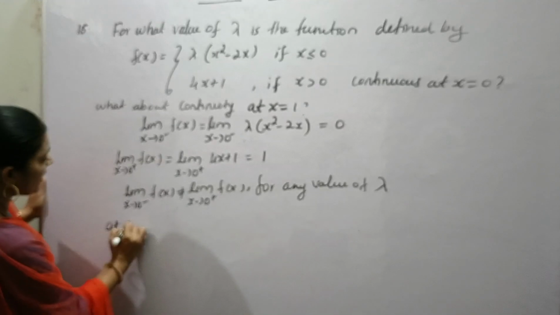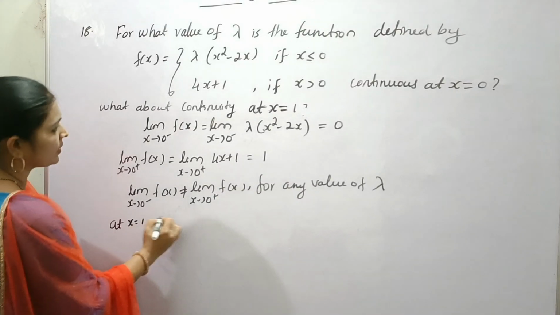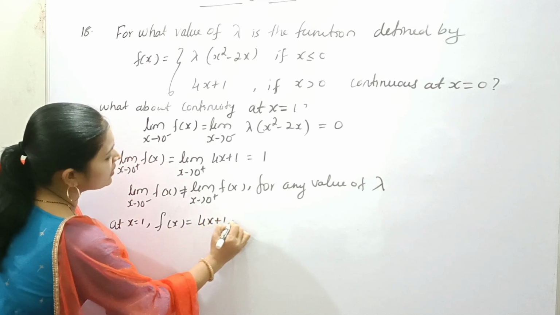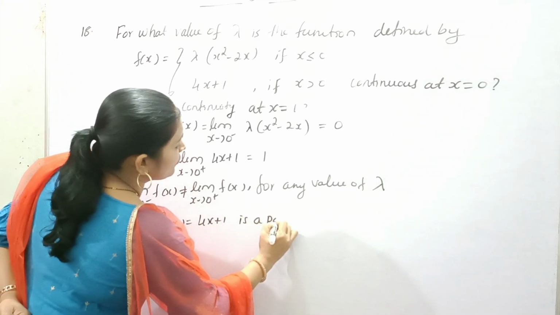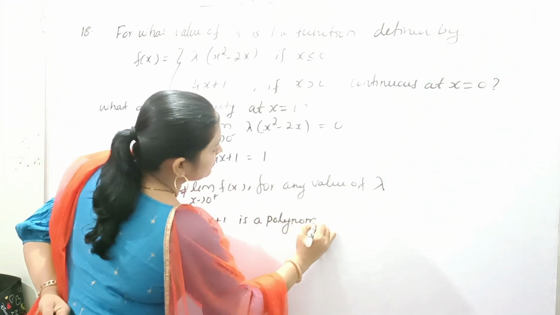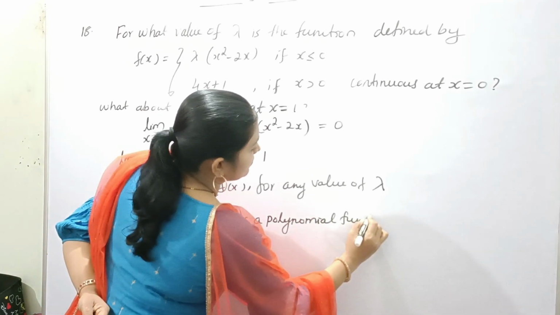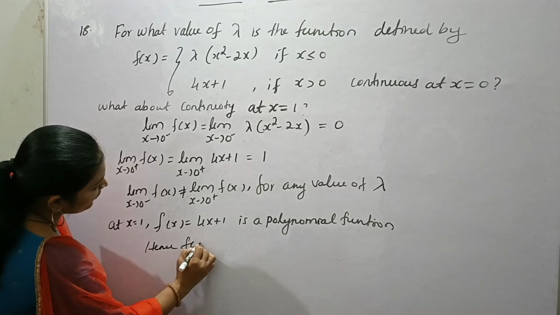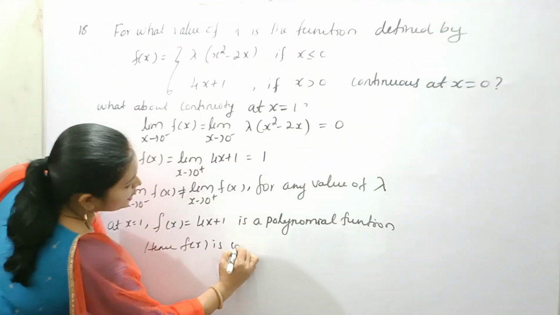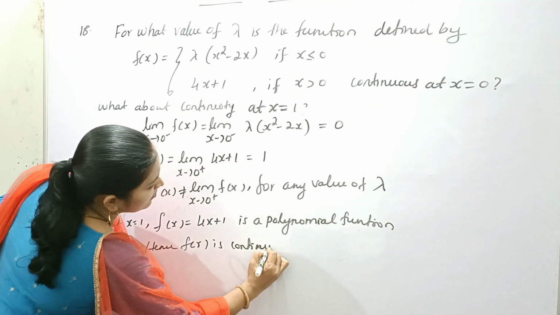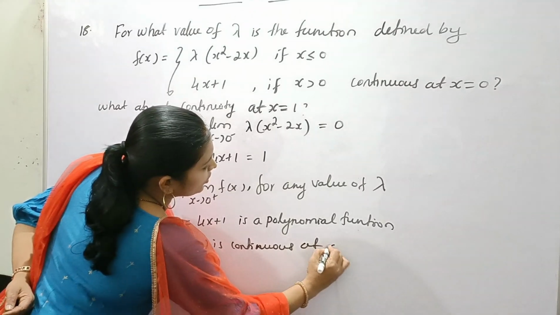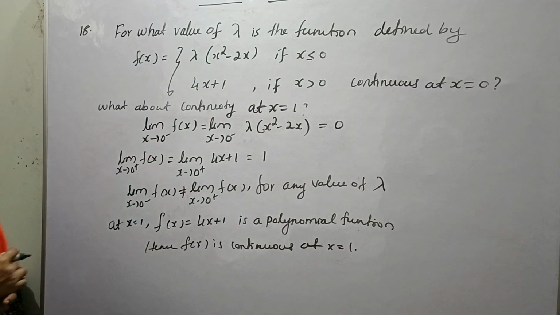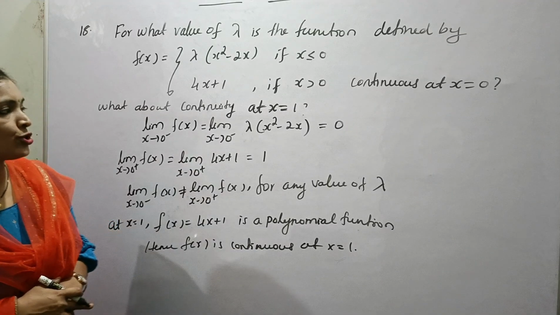So we can write: at x equals 1, f of x equals 4x plus 1, which is a polynomial function. Hence, f of x is continuous at x equals 1. f of x is continuous at x equals 1.